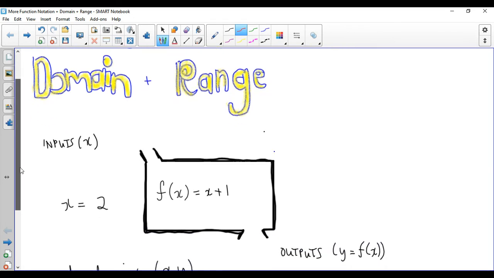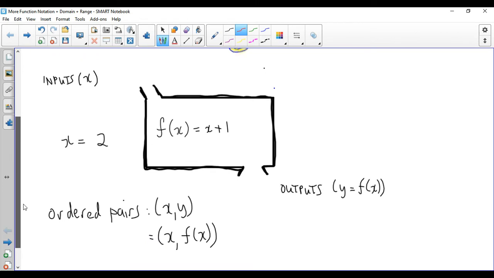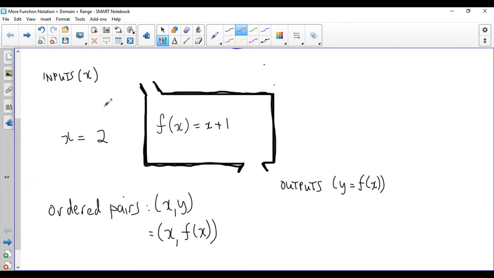So again, just a reminder, when we look down here, I'm just summarizing the idea of a function where we have a bunch of inputs. The inputs, we call them the x values that deal with the domain. Okay, so remember, the domain is all the x values for a function.